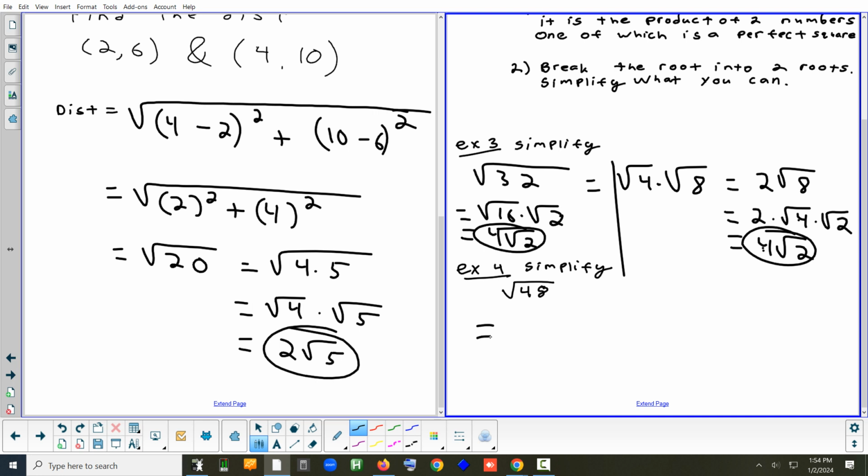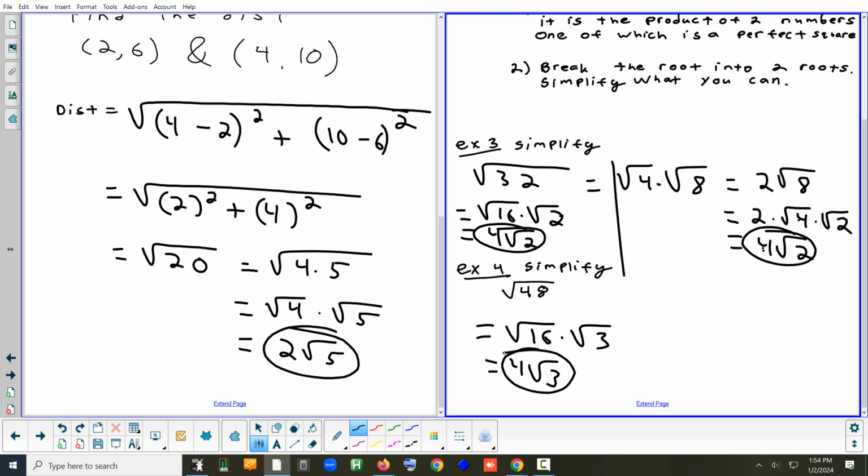Is there one bigger? Oh, no, I think that's it, actually. 3 and 16. Yes, you can do 3 and 16, and that would be perfect. So let's do that. 16 times 3 is 48. And what's the square root of 16? 4. Okay, nothing wrong with 12 and 4. That also works. It's just that this works faster.